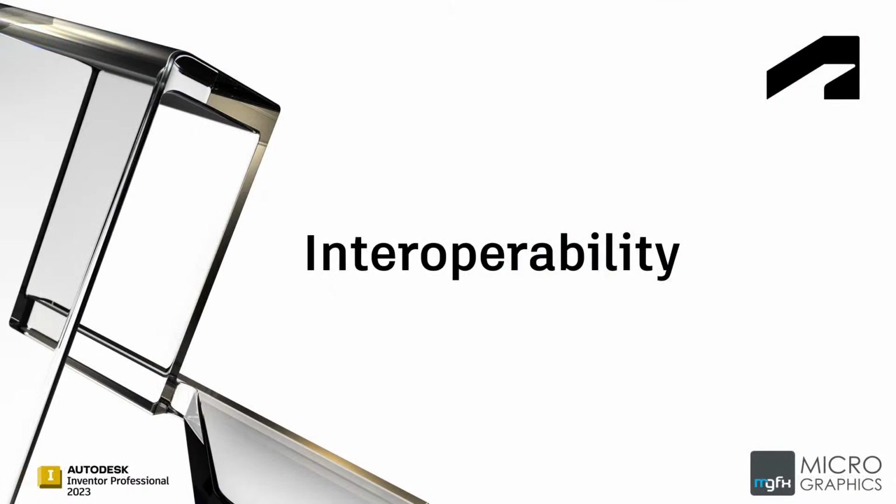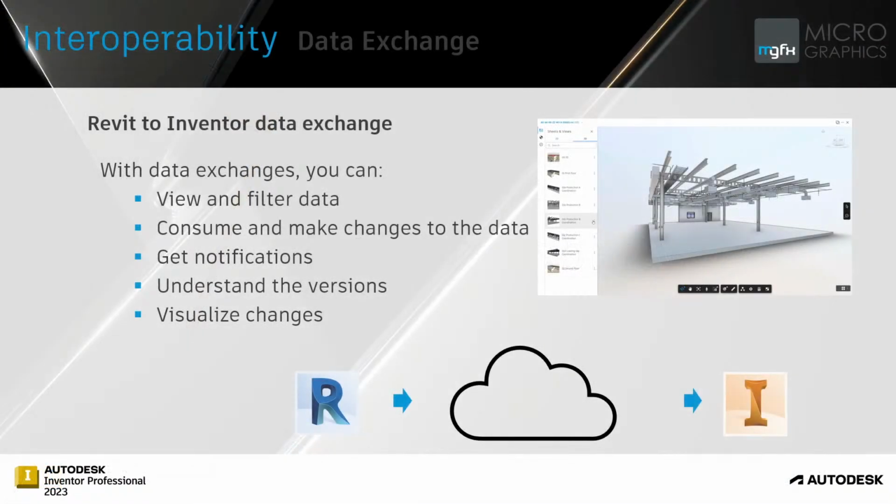Now let's look at interoperability. Revit to Inventor data exchange. With data exchanges, you can view and filter data. You can consume and make changes to the data, as well as get notifications and understand different versions. So you can visualize those changes straight from your sheets and views area in Inventor. So this allows Revit stuff to be uploaded directly to the cloud, and then from there to Inventor. So that data exchange makes life very easy using the upgraded Revit to Inventor interoperability settings.